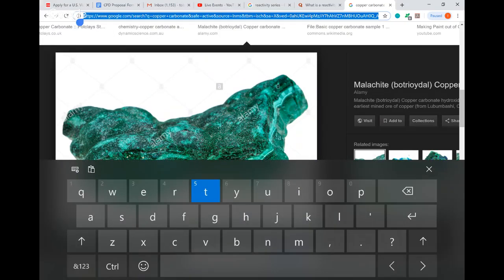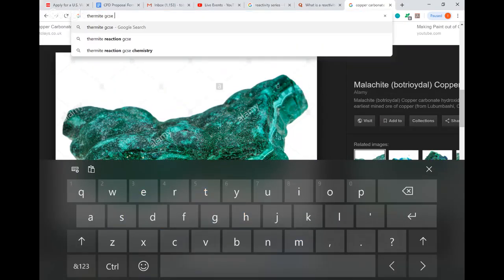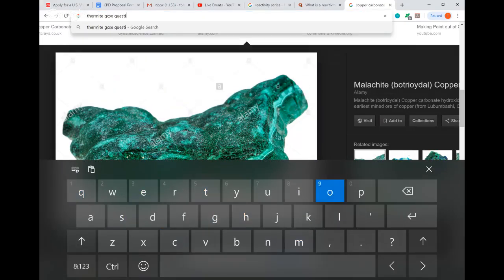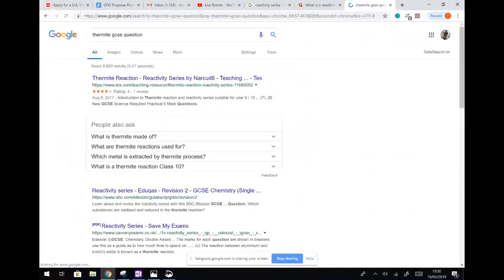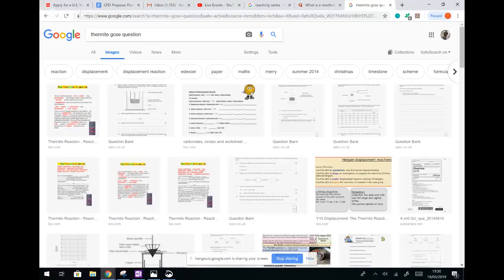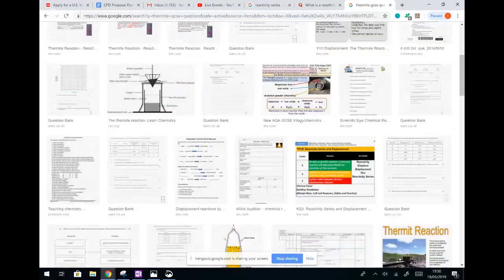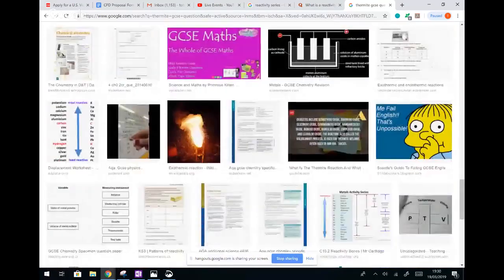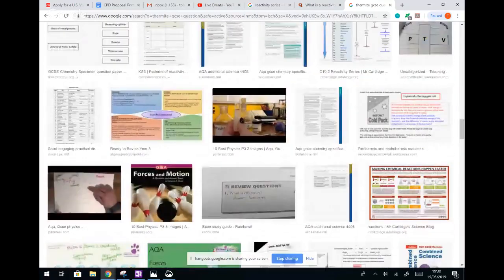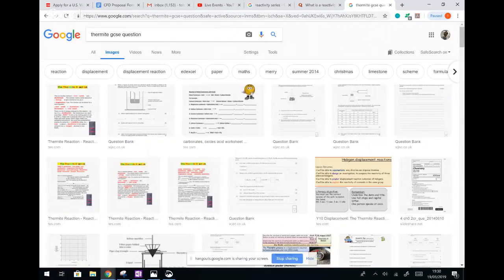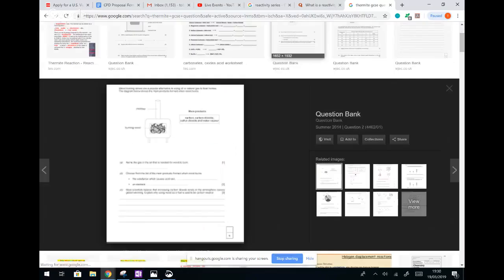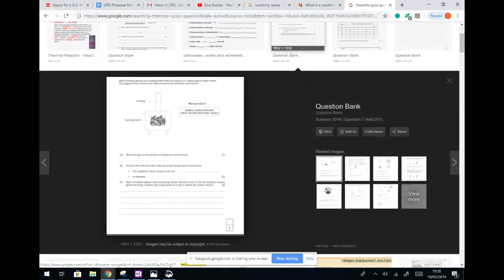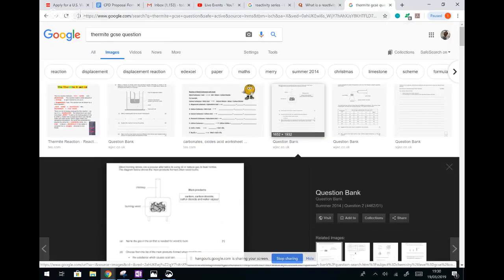thermite GCSE question and click images, that's usually not a great search, to be fair, but actually, they often have a diagram of the thermite on a railway track. I can attempt to draw it. Oh, it was not there. A bit sad. I thought it might be there.